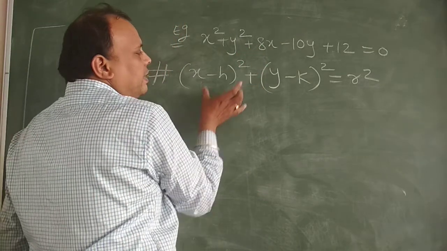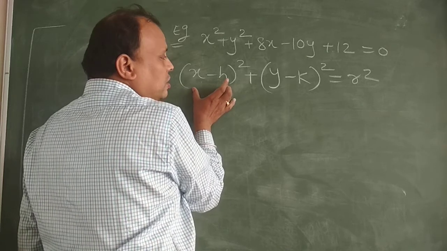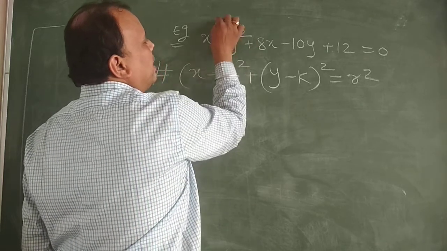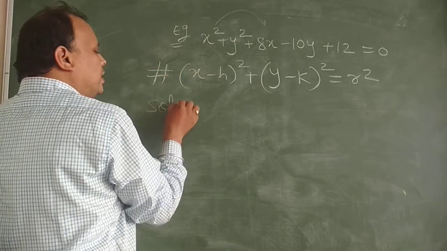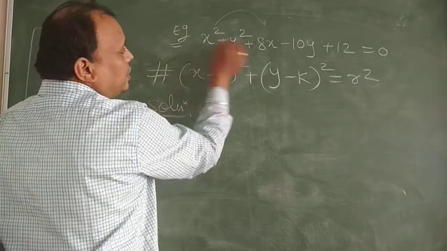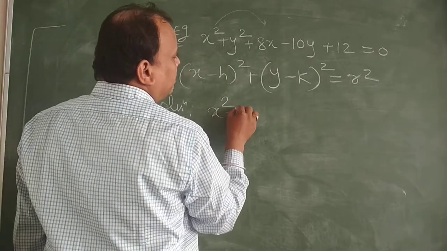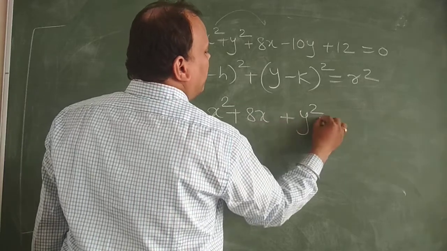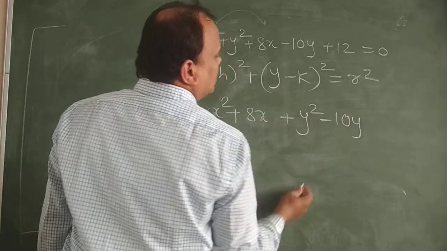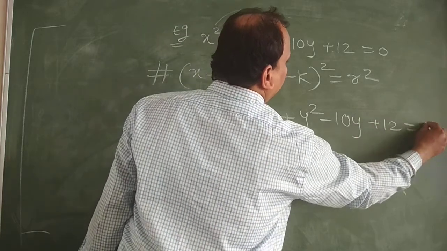So how to convert? When we observe and compare, we understand that this is in the form of a whole square. So we need to complete the square after collecting the terms. First and foremost, collect all the like terms: x square plus 8x, then plus y square minus 10y plus 12 equal to 0.